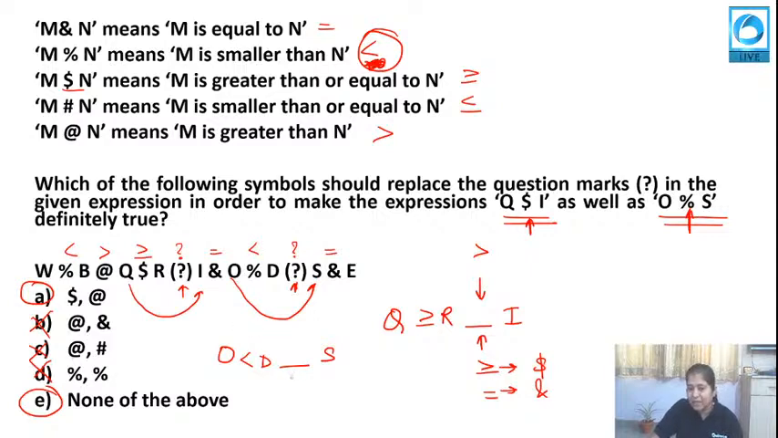So, yahan par aap kya kya kar sakte ho? You can have a less than equal to, no problem at all, because you are getting a less than. You can have a less than symbol or you can have an equal to symbol. Any of these symbols and you will get the answer here.